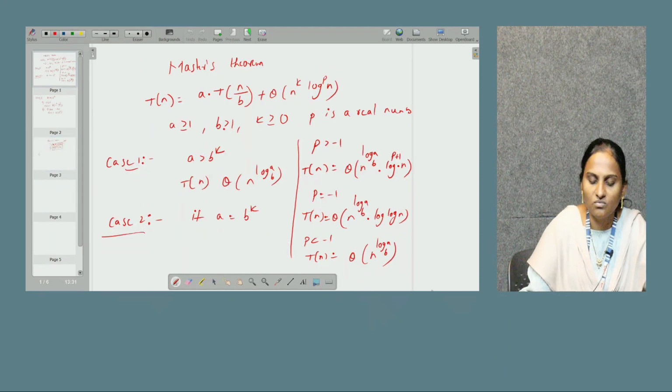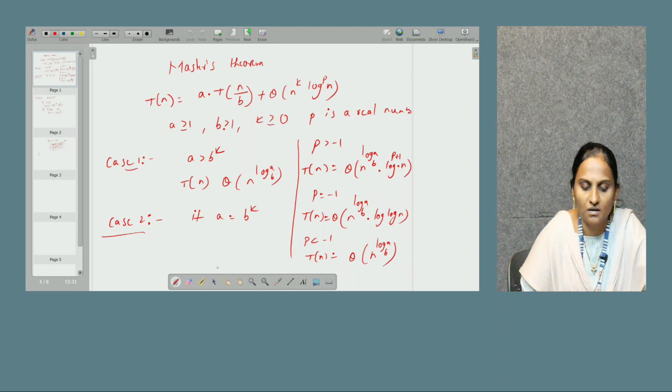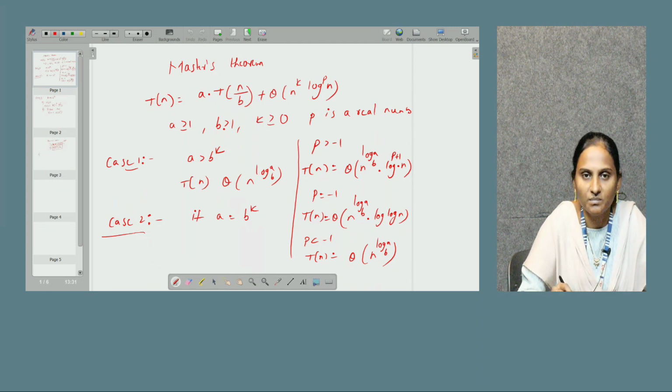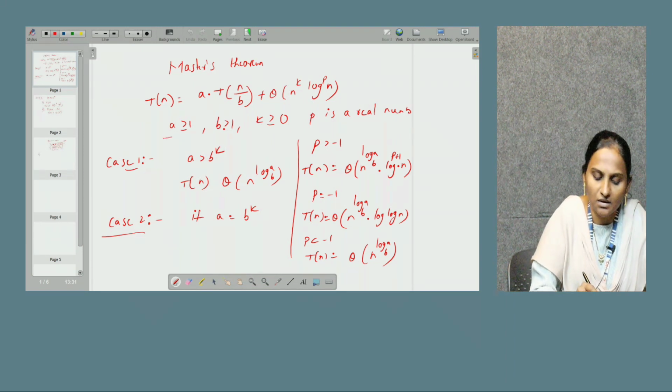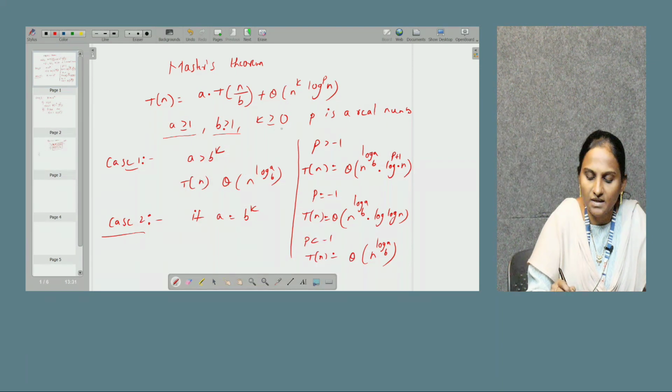So with Master's theorem, how do we find the time complexity? First, the recurrence relation must be in the form T(n) = a T(n/b) + theta(n^k log^p n). What are the a, b, k and p values? Here a >= 1, b > 1, k >= 0, and p is a real number. We need to follow these constraints while taking the recurrence equations.